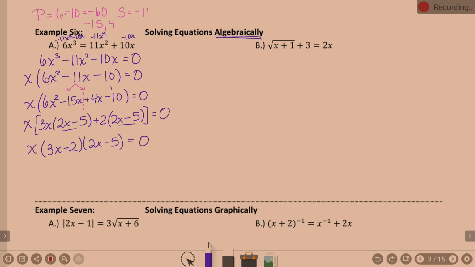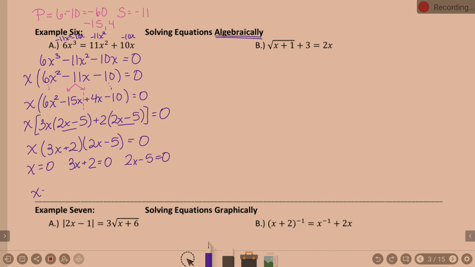It's the easy stuff. We're almost there. Set everything equal to 0. Set each factor equal to 0 is how I would say it. How many factors am I saying equal to 0 in this one? 3. Because x matters, doesn't it? This is why from the very beginning I said you can't lose the x. So we're going to say x equals 0. 3x plus 2 equals 0. And 2x minus 5 equals 0. Get your solutions.